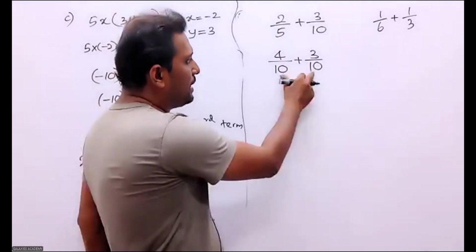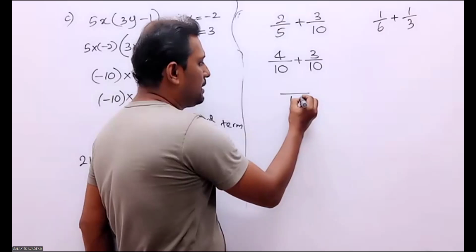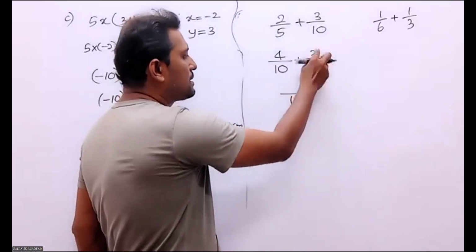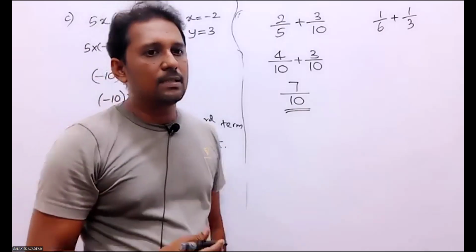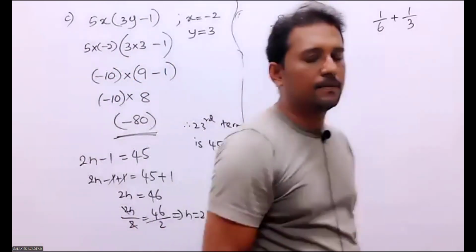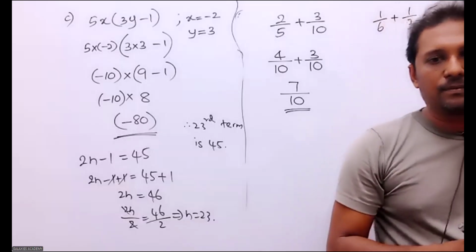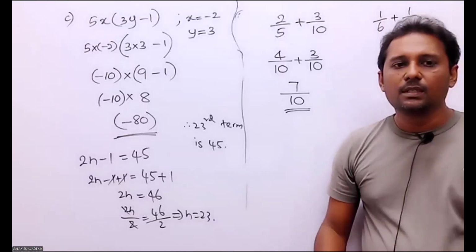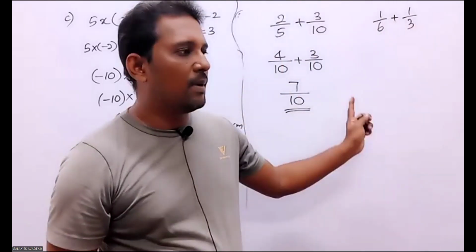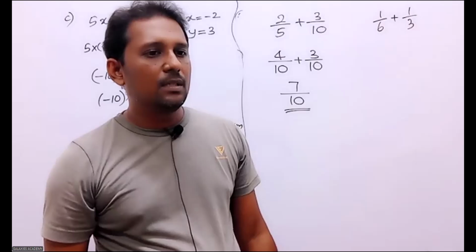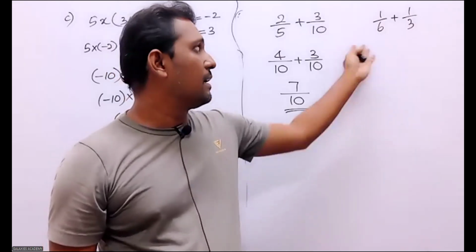Right? If the denominators are equal, the answer denominator is the same one. 4 plus 3 is 7. So what is the answer? 7 over 10. Right. Can you tell me the next question? What is the suitable denominator? Because they are unequal, no?